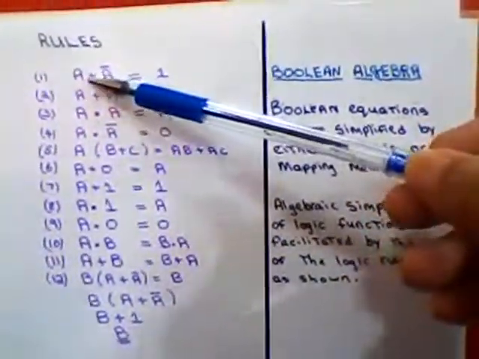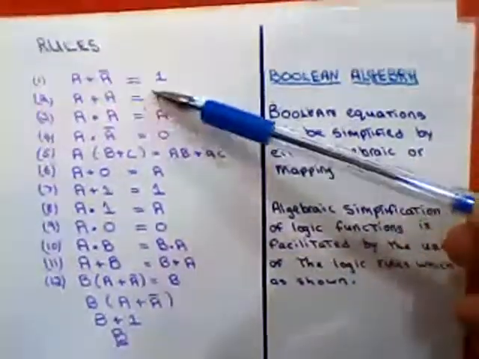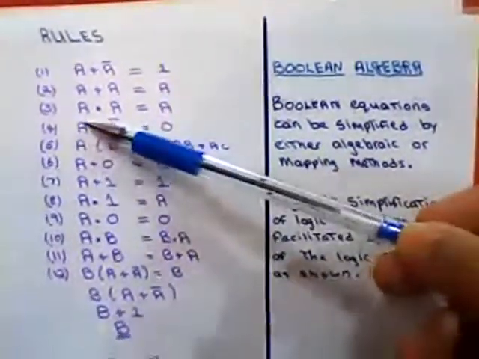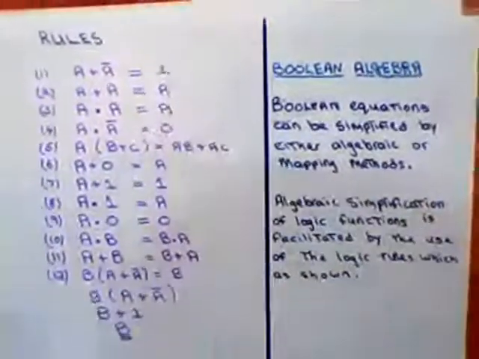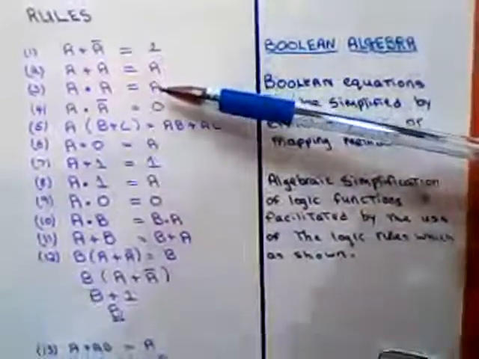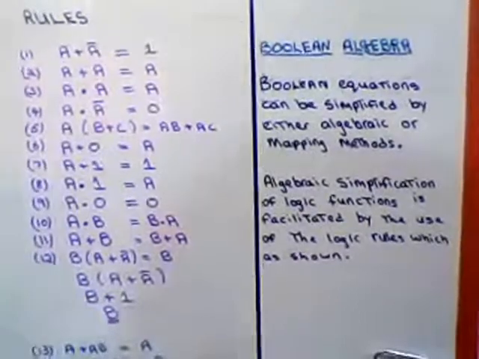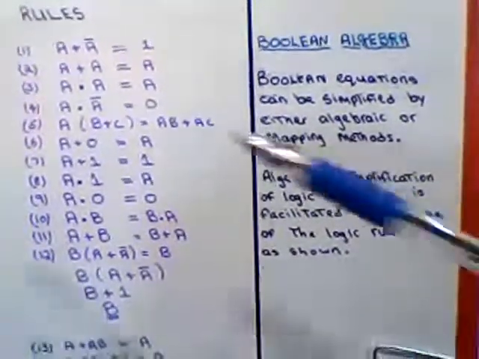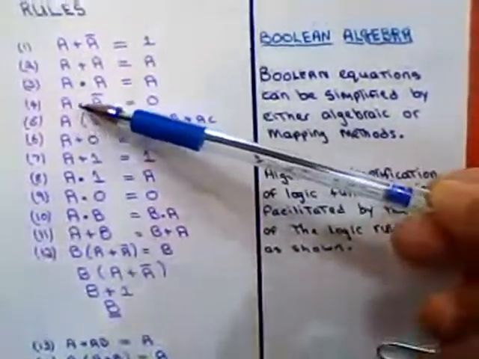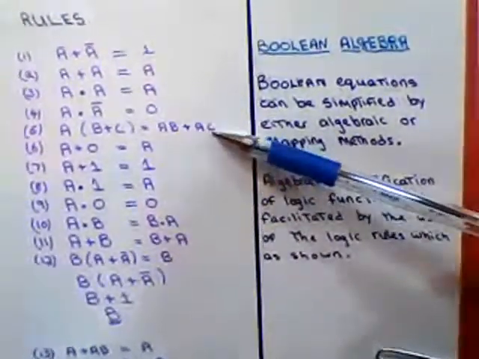A or not A equals 1. A or A equals A. A and A equals A. A and not A equals 0. Now, don't worry about this too much just yet, because you will see how these come into their own when you actually look at the logic gates themselves. Here, A(B + C) equals AB + AC.